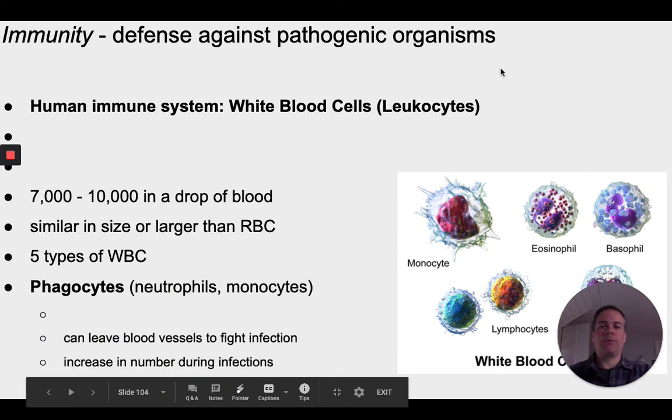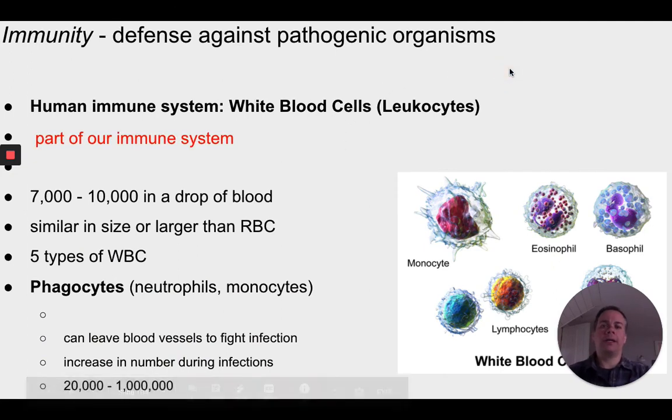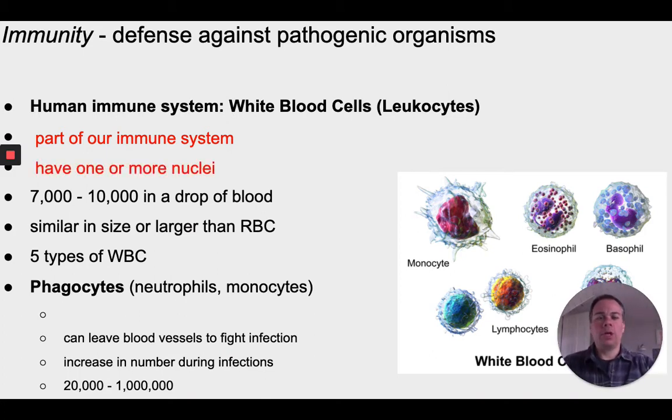So when we talk about immunity, what we're talking about is part of our immune system is also part of our circulatory system. The main cells that are responsible for our immune response are white blood cells, called leukocytes is the general term for them. They have a nucleus, so they're a little bit different from red blood cells, which don't have a nucleus once they mature. They have one or even more nuclei sometimes. They're typically less abundant than red blood cells, and they're larger than red blood cells. And there's a variety of types of white blood cells.